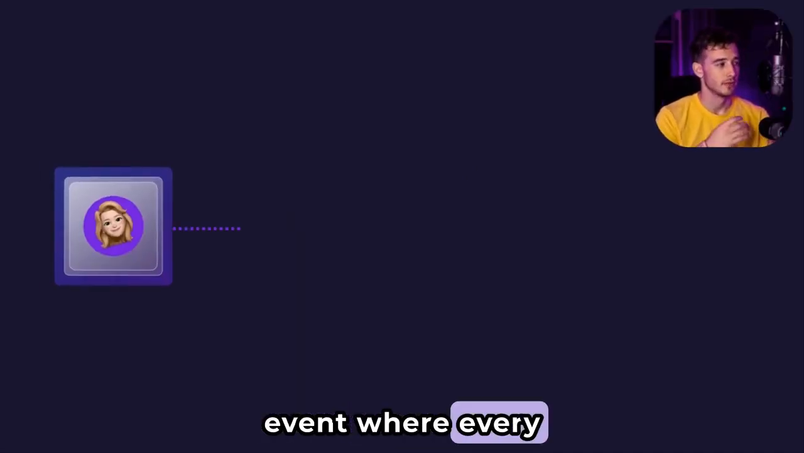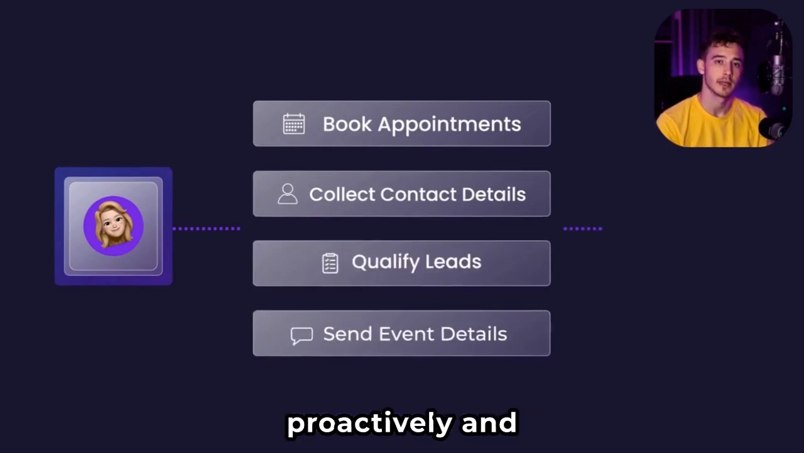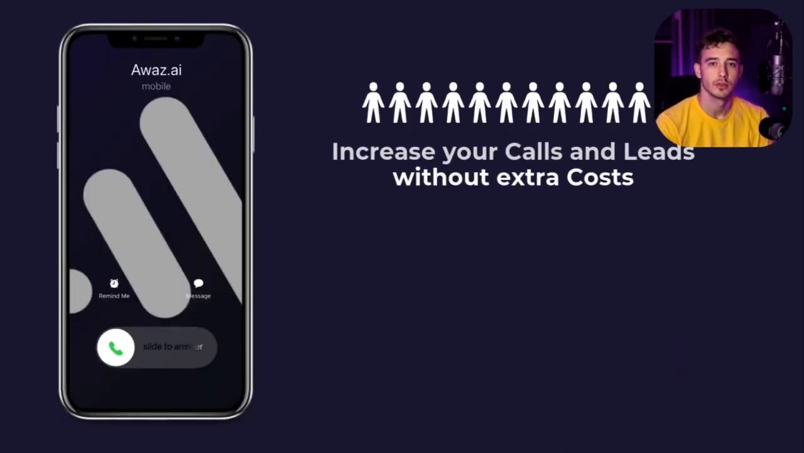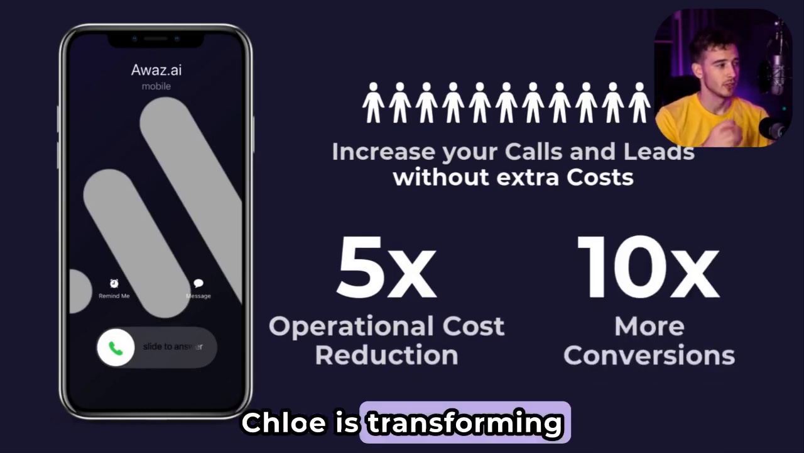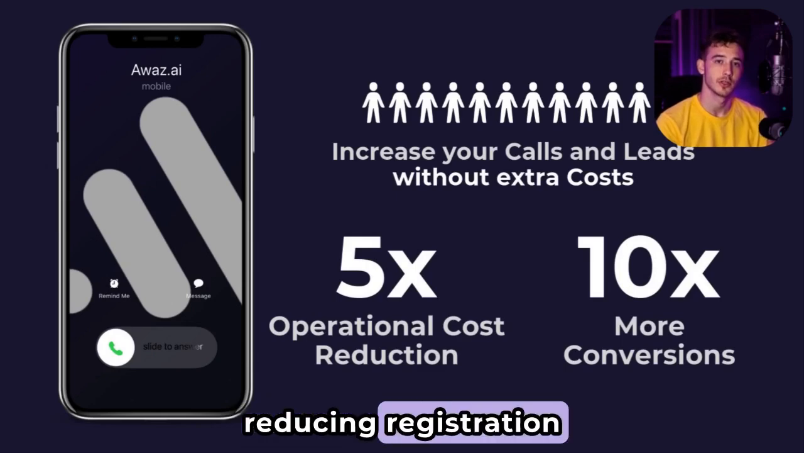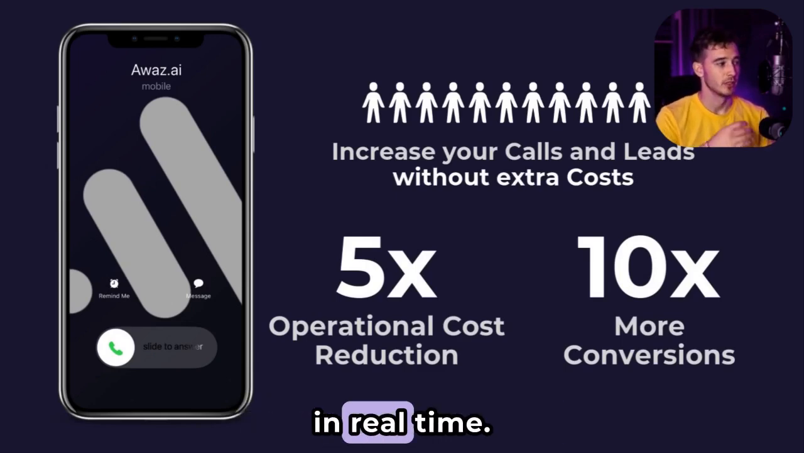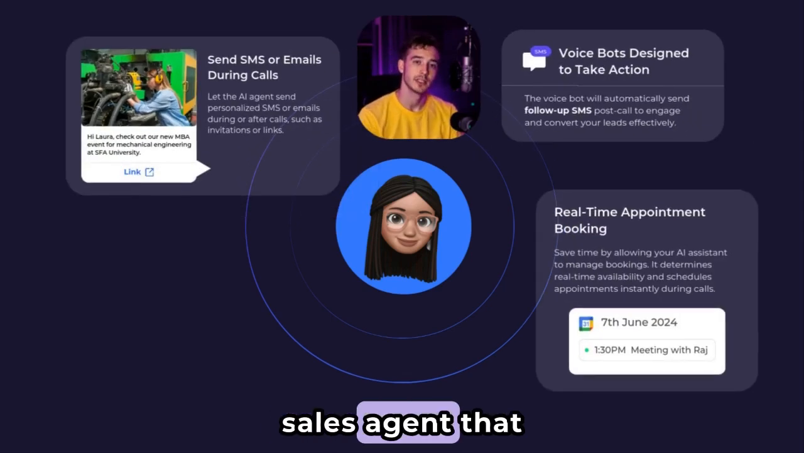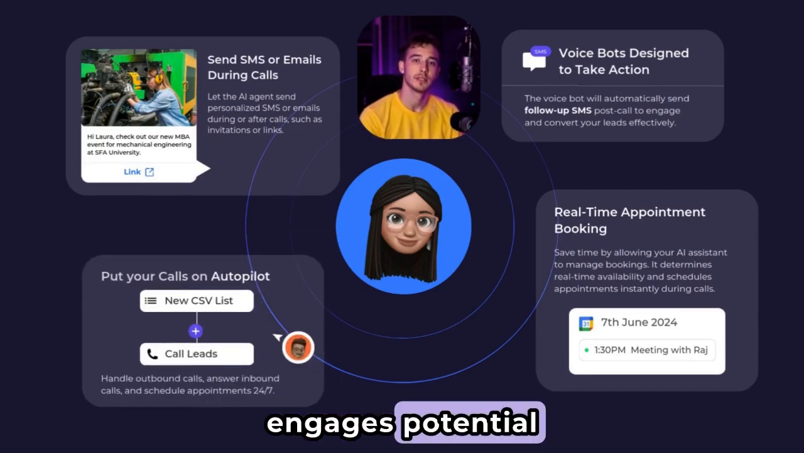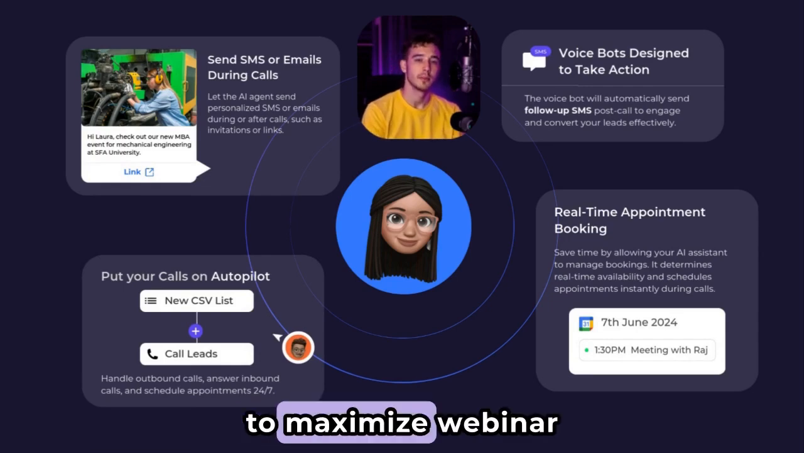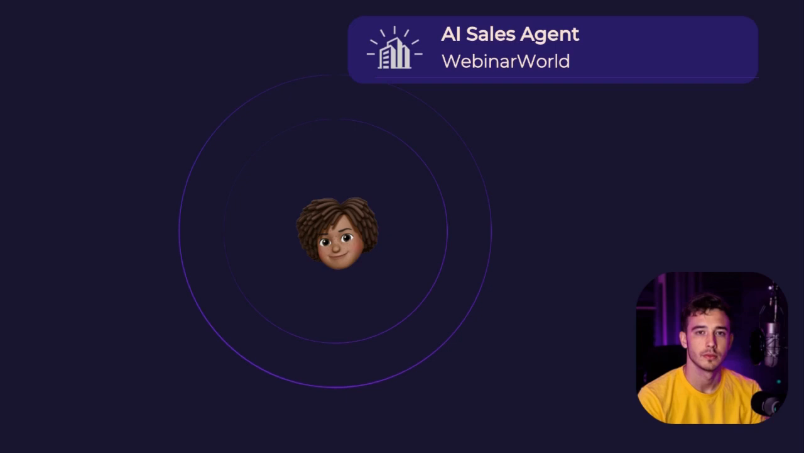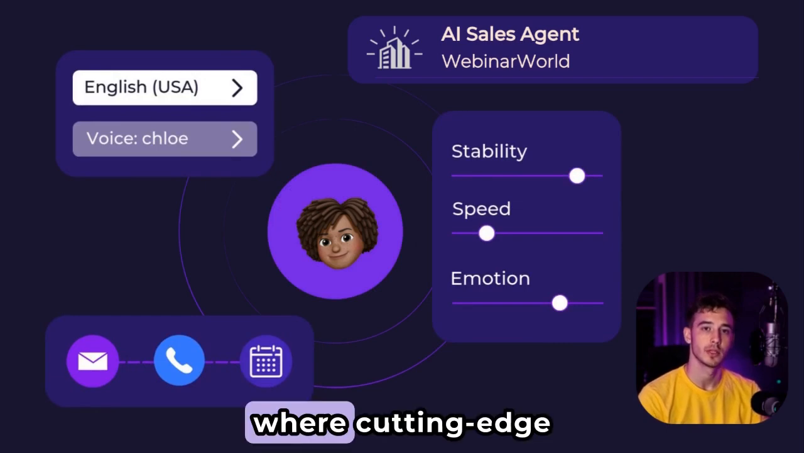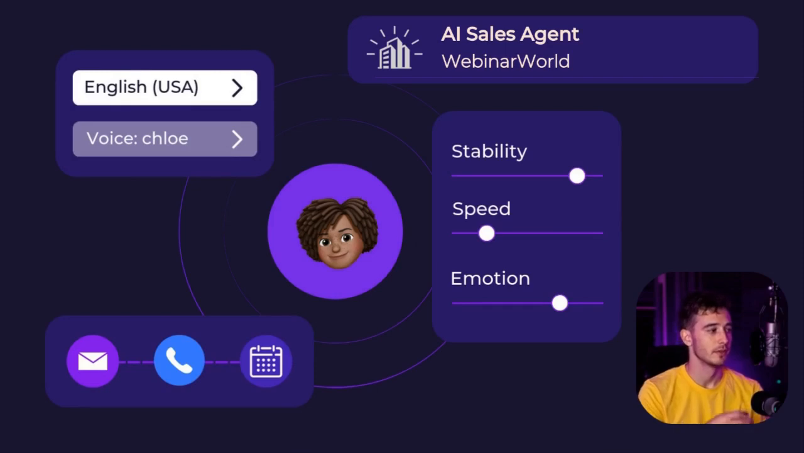Imagine an event where every invitee is engaged proactively and every registration is confirmed without delay. At Webinar World, our AI sales agent Chloe is transforming event promotion, reducing registration barriers, and boosting attendance in real time. With Awaz.ai, we can build an AI sales agent that boosts event registrations, engages potential attendees, and updates schedules to maximize webinar attendance. Now, let's dive in and build an AI sales agent for Webinar World, where cutting-edge tech meets exceptional event promotion.